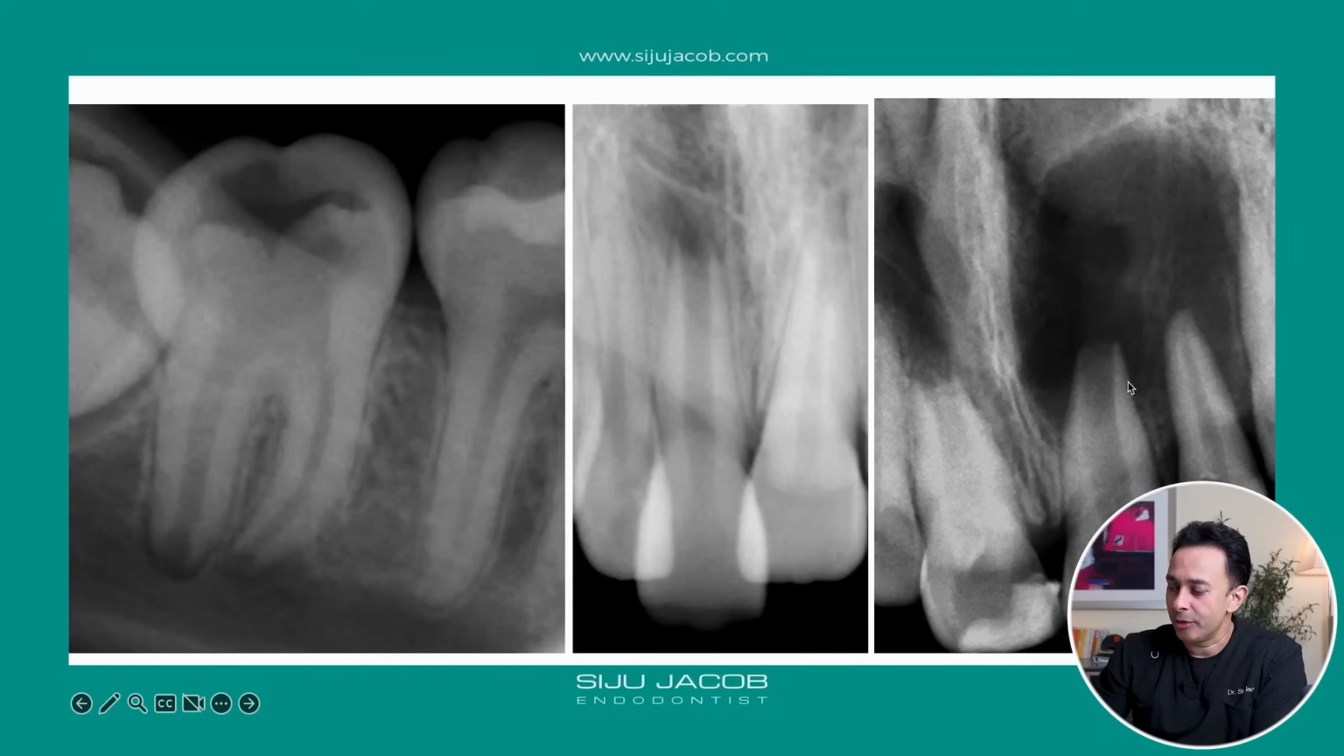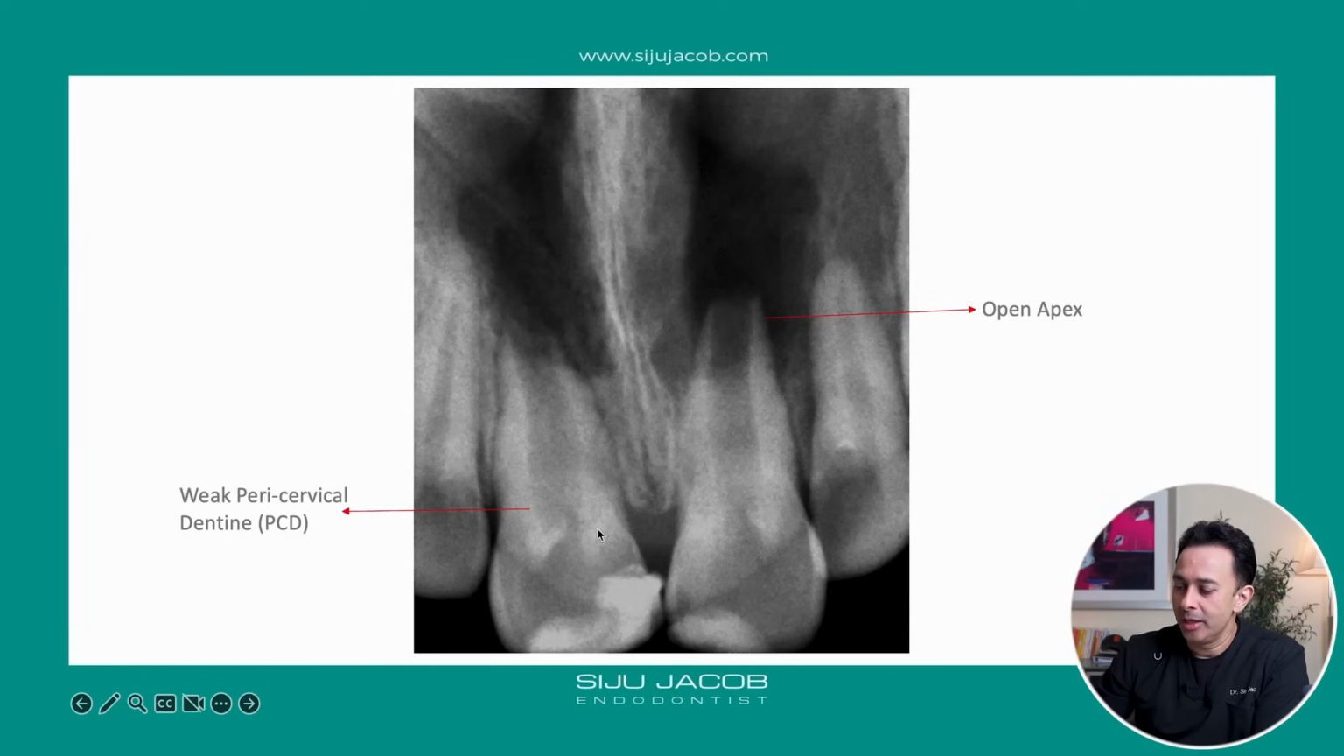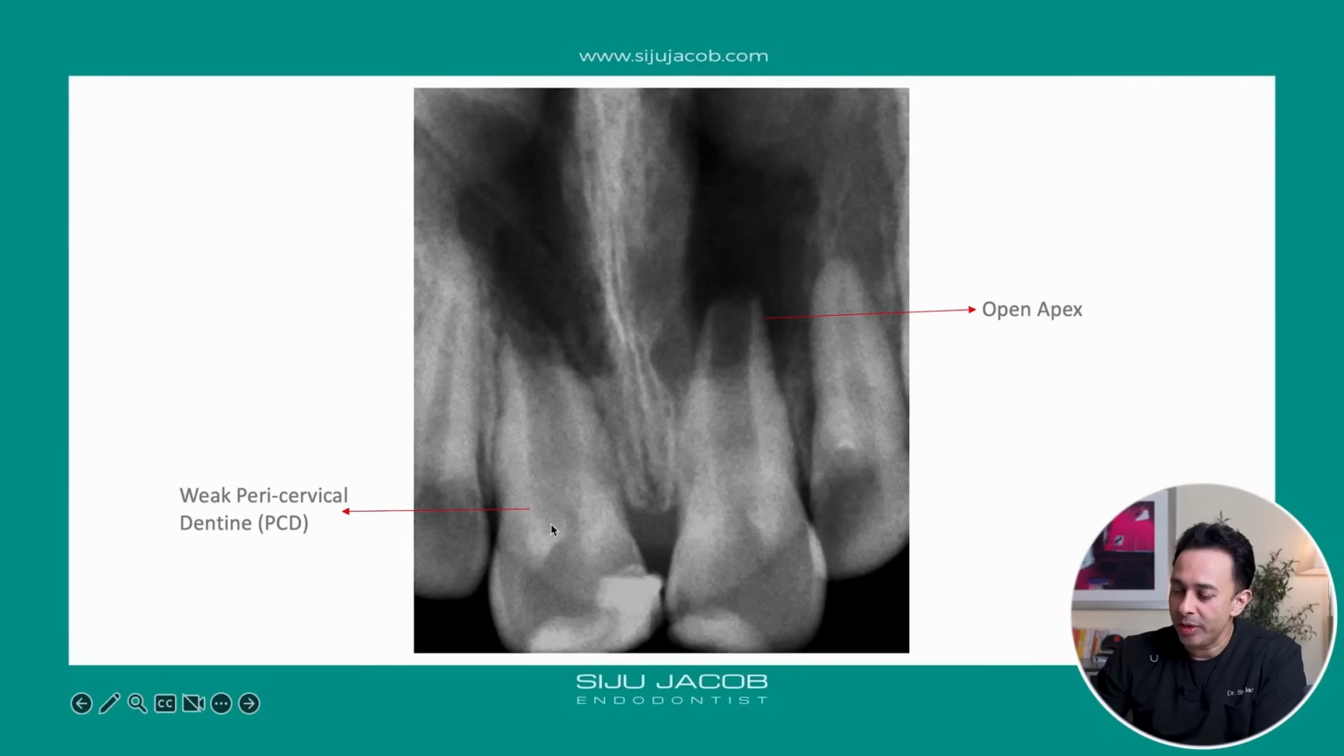That's one part, the apical part. The other part, of course, is the cervical part as well. So if you look at a tooth with an open apex, there are two problems. One is the open apex, which makes it difficult to obturate. The second is the weakened pericervical dentine. So if this tooth becomes non-vital very early, or if you start full-on endodontic therapy like you do a regular endo, then this weak pericervical dentine will result in fracture of the tooth. So these are the two main challenges when a clinician deals with open apex cases.